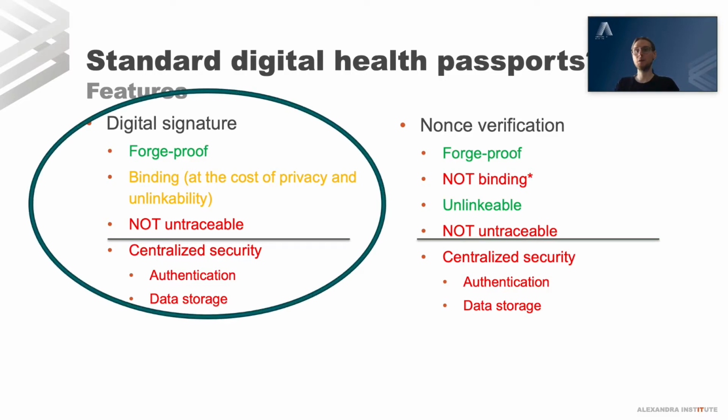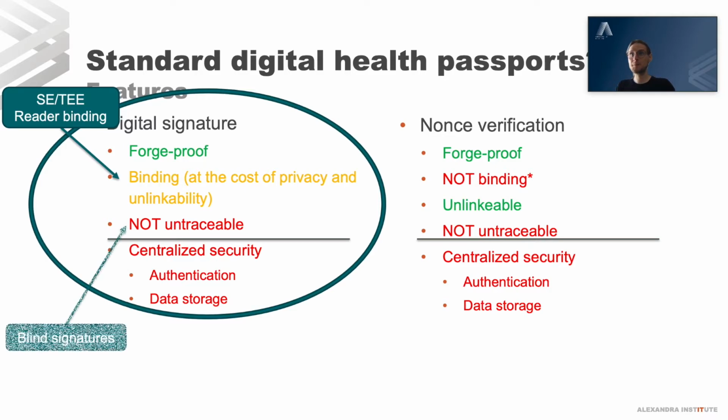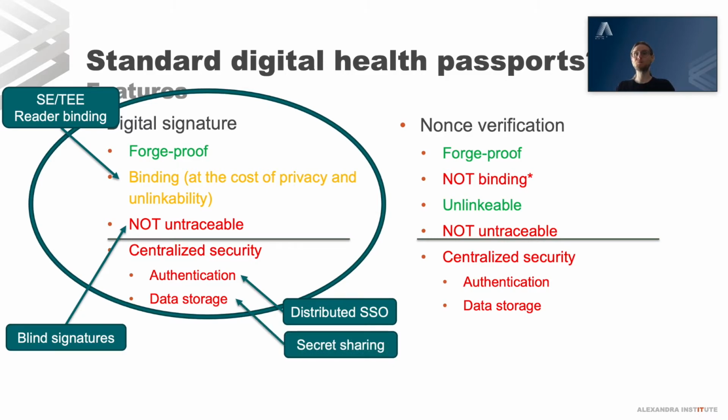So in this work, we are taking an approach of looking at the digital signature approach and trying to enhance the security. When trying to harden the binding through secure hardware and through a binding to the verifier, we achieve untraceability by using what is known as blind signatures. And we get around the issue of centralized authentication by using a distributed SSO, which is a distributed single sign-on service, and the issue of centralized data storage by using secret sharing.